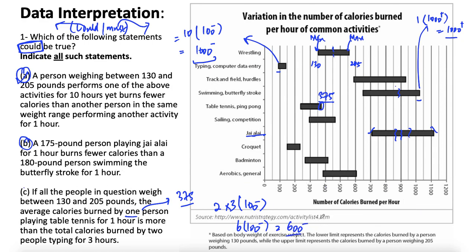A bit less than 600, but that value is very much greater than 375. That's why this condition is not possible, because the question here is that one person playing table tennis for 1 hour burns more calories than two persons playing typing for 3 hours. I prove this wrong by taking the extreme. I take the maximum of this and the minimum of this and prove this wrong, so that even if I increase the value of this, it will again be greater than 375. That's why the only possible options are option A and option B.